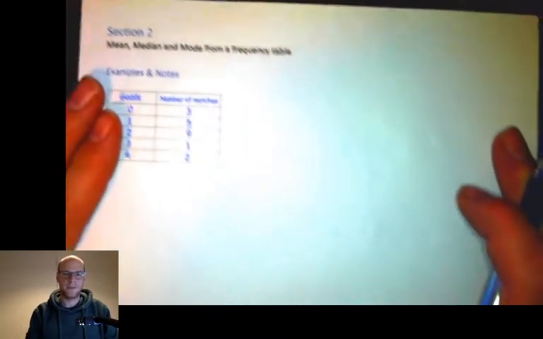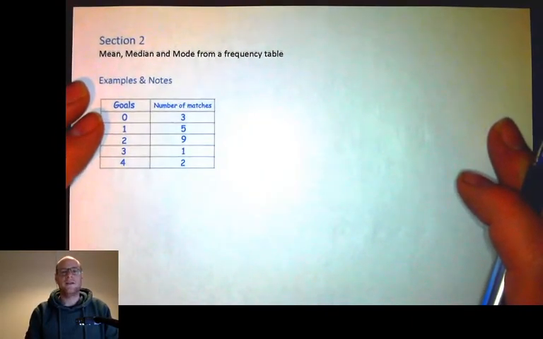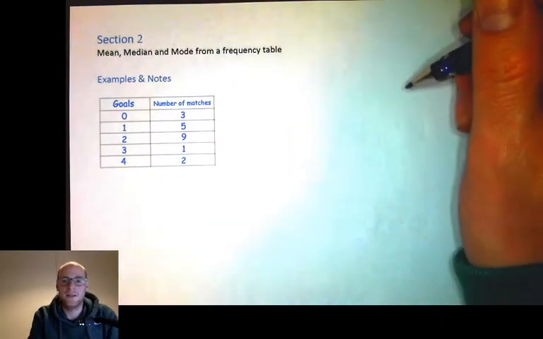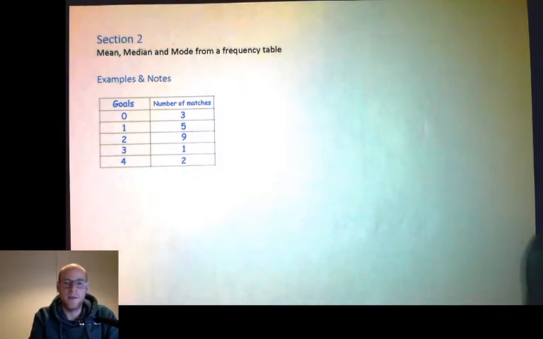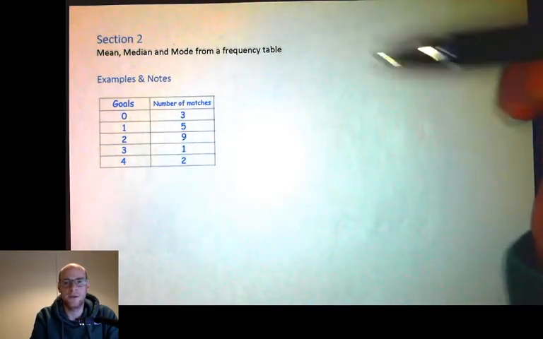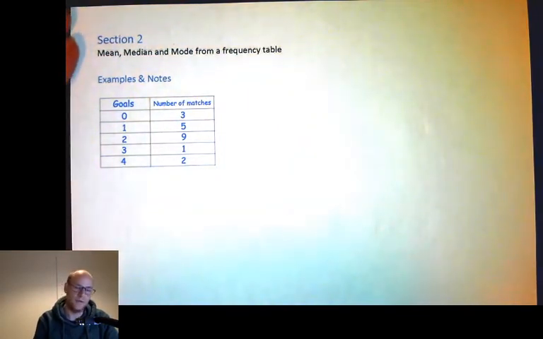Alright, here is the second section. So now it's getting a little bit more realistic in terms of what might be expected at a GCSE. This is still relatively easy, but it's something that people get wrong all of the time. So we need to learn how to calculate the mean, the median and the mode from a frequency table. Same three averages, but we've got to do it from the table.